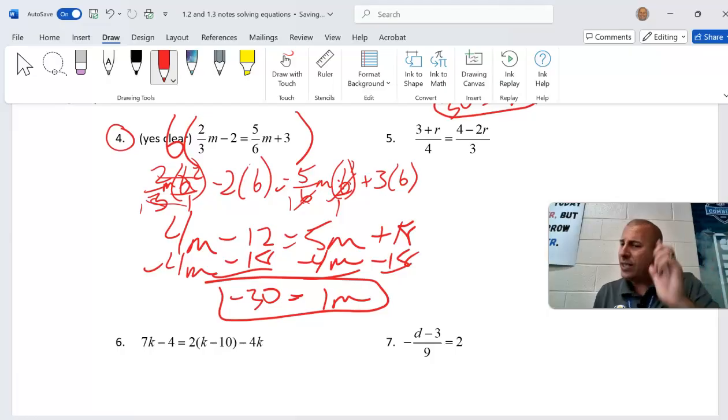Now, you don't always have to do one. Sometimes I clear fractions, sometimes I don't. It depends on what the question looks like and what I'm feeling more comfortable with. So yeah, there you go. Solving equations and clearing fractions. We'll get into the other ones tomorrow. Take care.